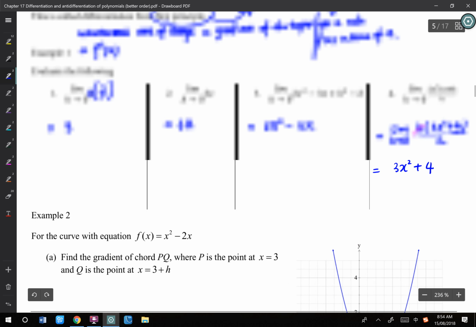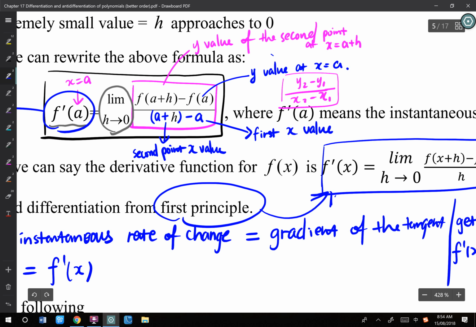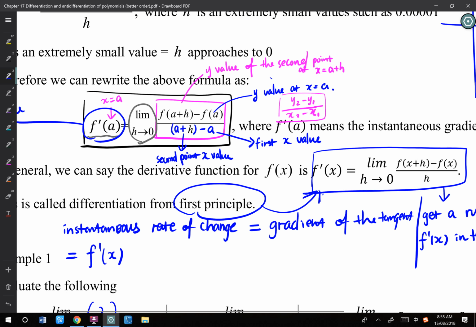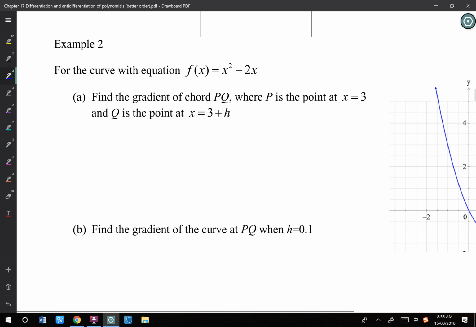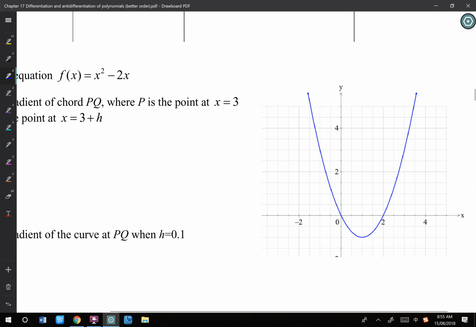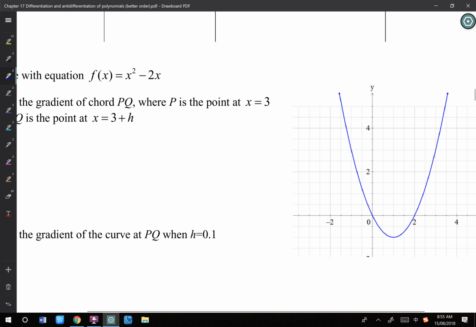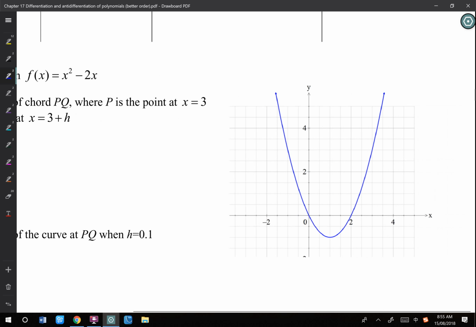Now we will apply, and I'll give you a hint for the next question, apply the two formulas into the question. Okay, we are trying to find the derivative. First of all, this is a function x squared minus 2x. Find the gradient of the chord such that P is a point at x equals to 3.